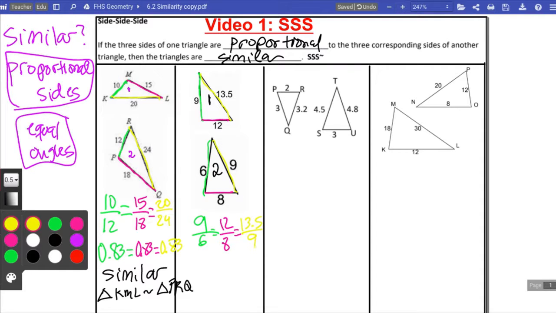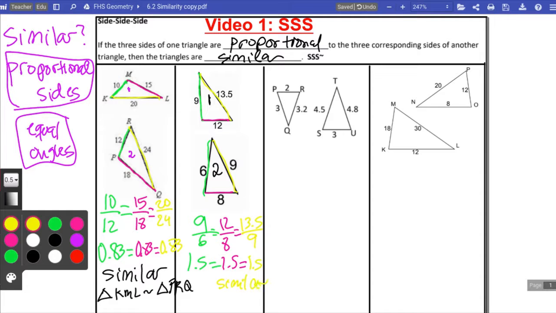All right, let's divide them and see what they equal. I'm using my calculator real fast. So we're doing 9 divided by 6, that gives me 1.5. 12 divided by 8, that gives me 1.5. Let's see what yellow will be. 13.5 divided by 9, we get 1.5. Therefore, they are similar.